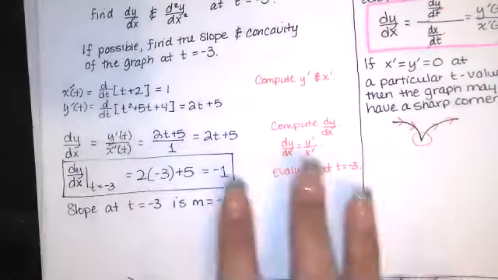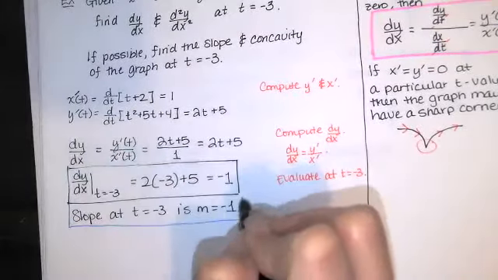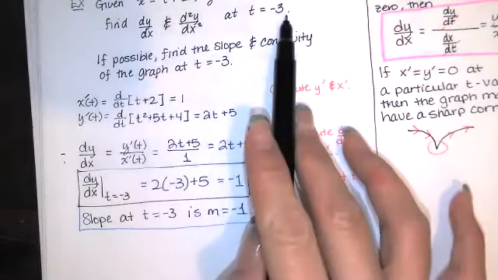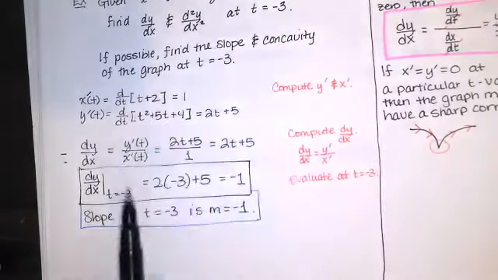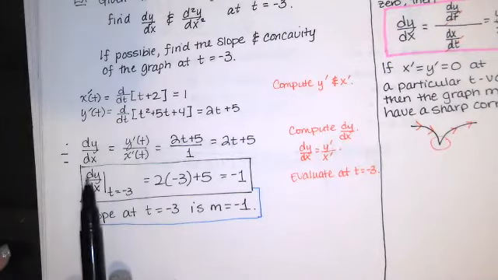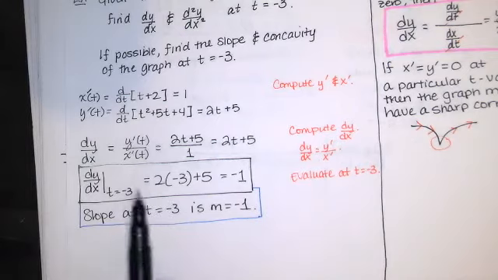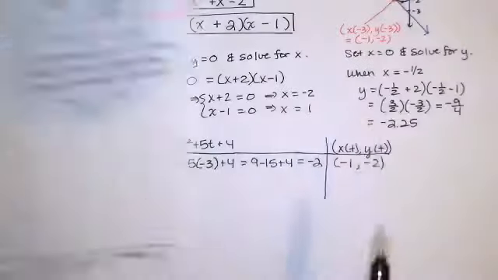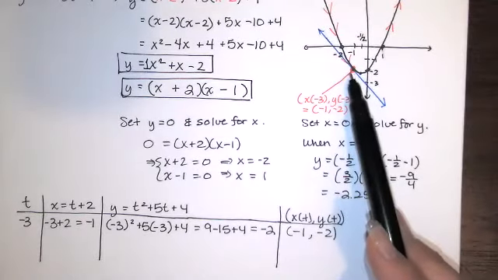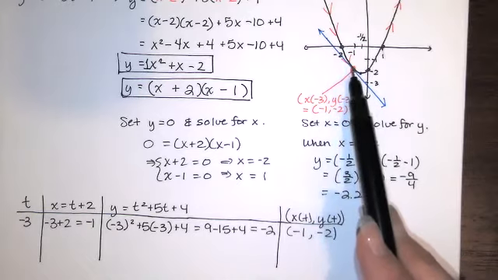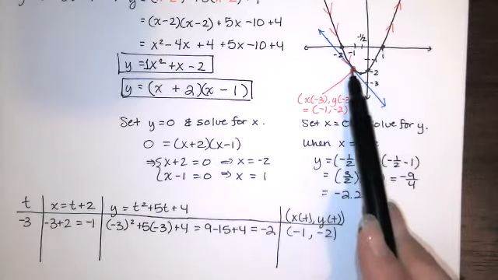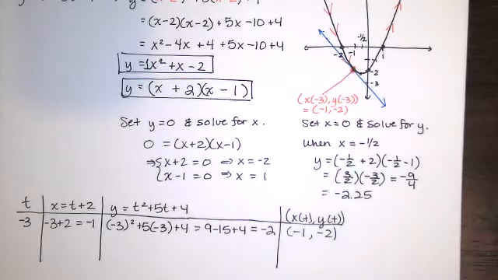So we answered the first two questions that they had for us, or maybe not in that order. We found dy/dx at t equals -3, and we used that to infer the slope of the graph at this point. So we said, when t equals -3, the slope of the graph is -1. What does that mean? At t equals -3, it turned out that we were at this location, x equals -1, y equals -2. As x increases by 1, y decreases by 1. The slope of the graph is -1 at that point.